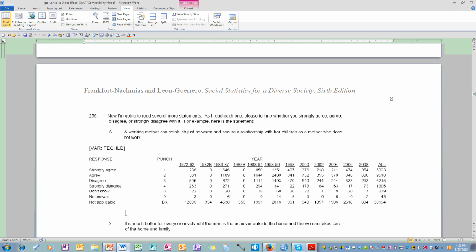And this question here, 256. Now I'm going to read several more statements. As I read each one, please tell me whether or not you strongly agree or disagree or strongly disagree with it. A working mother can establish just as warm and secure a relationship with her children as a mother who does not work. And the question here was rated as strongly agree to strongly disagree. All right? And just note the mnemonic, fechild. Because if you wanted to do further analysis on that question or variable in the future, you would need to know the variable mnemonic in SPSS.